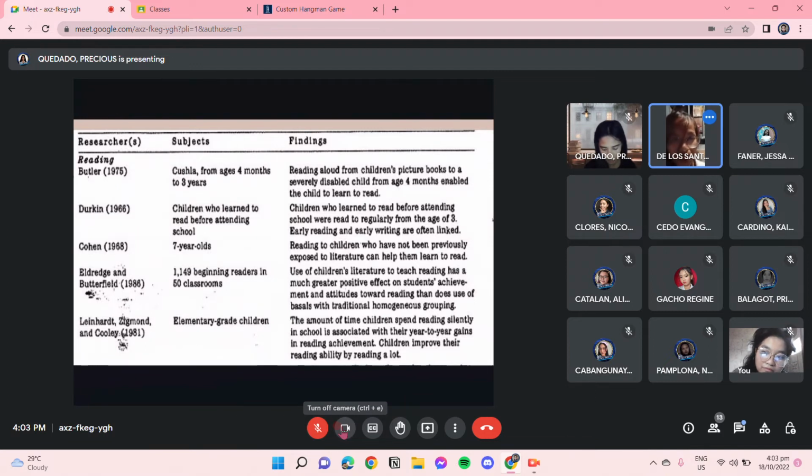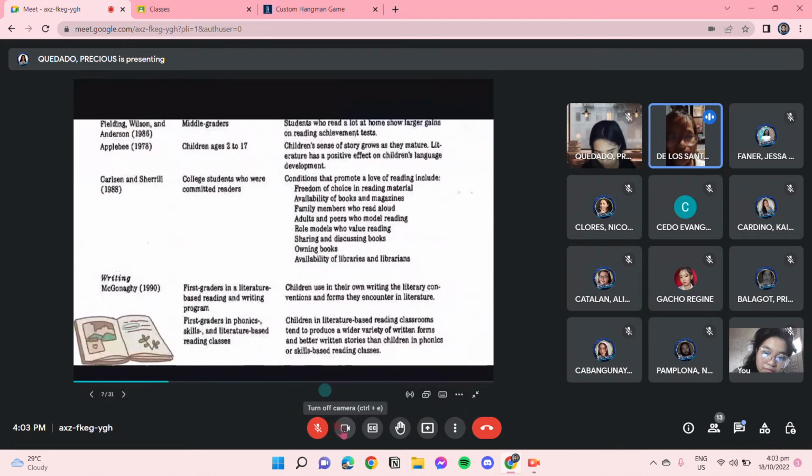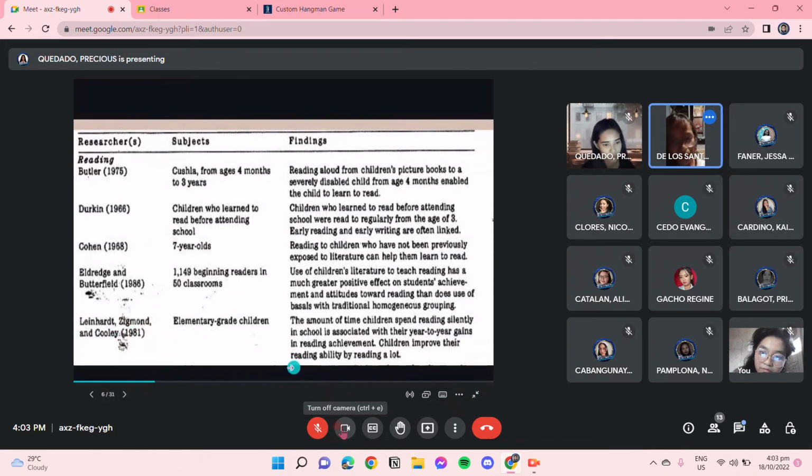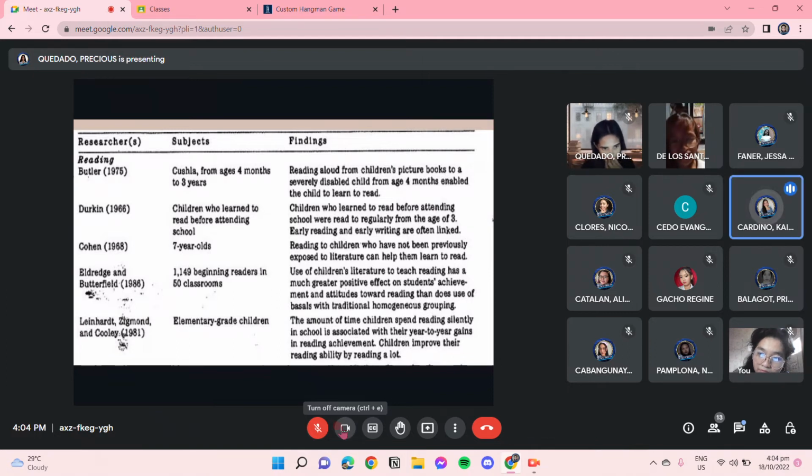So next is Durkin, 1966. Can someone read this? May I call Miss Cardina to read the next findings. Okay. Durkin 1966. Subjects: children who learn to read before attending school. Findings: children who learn to read before attending school were read to regularly from the age of 3. Early reading and early writing are often linked. So thank you for that, Miss Cardina.